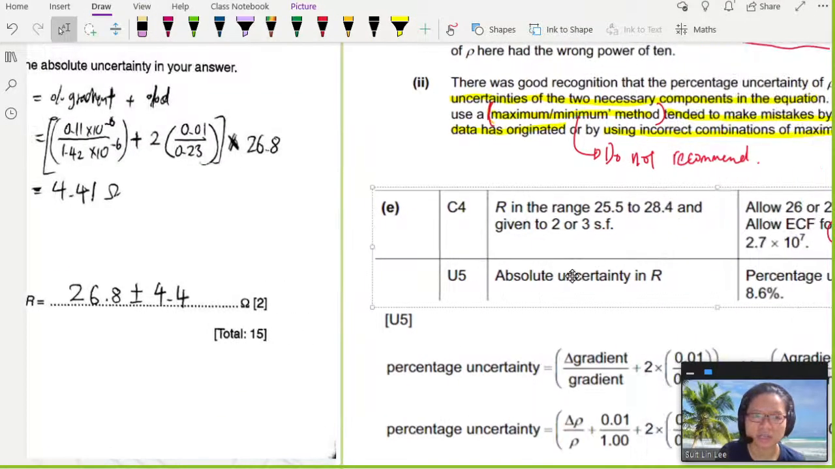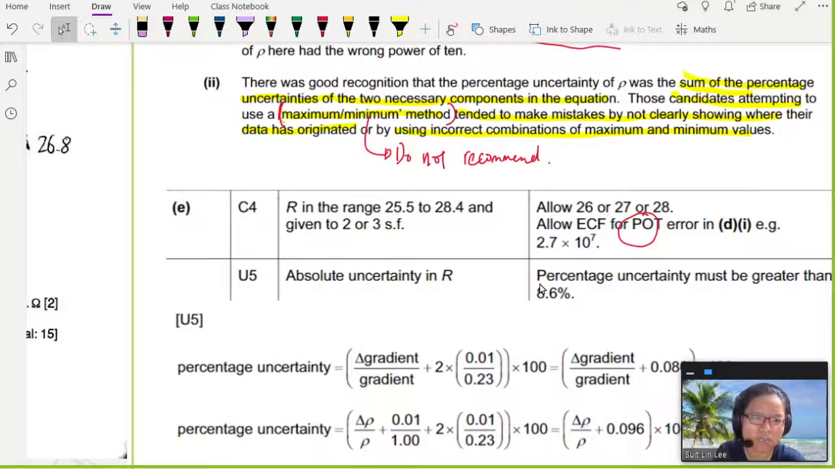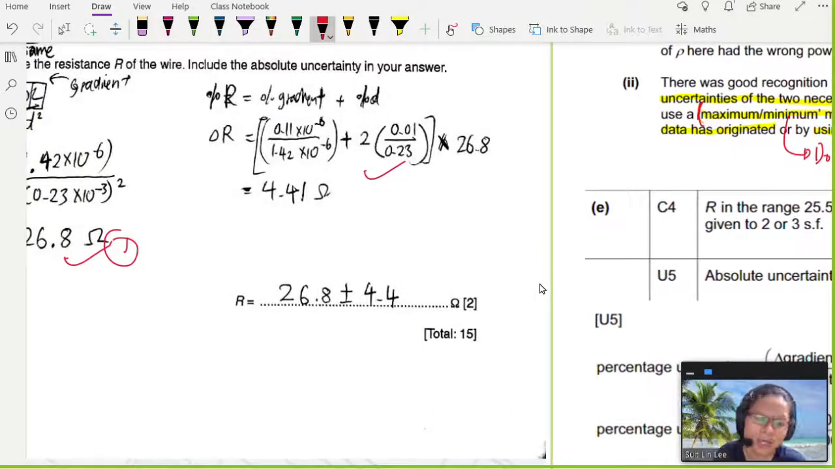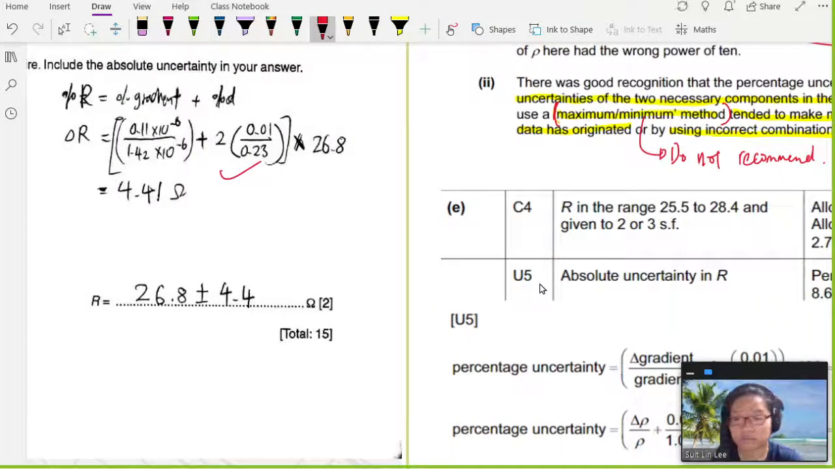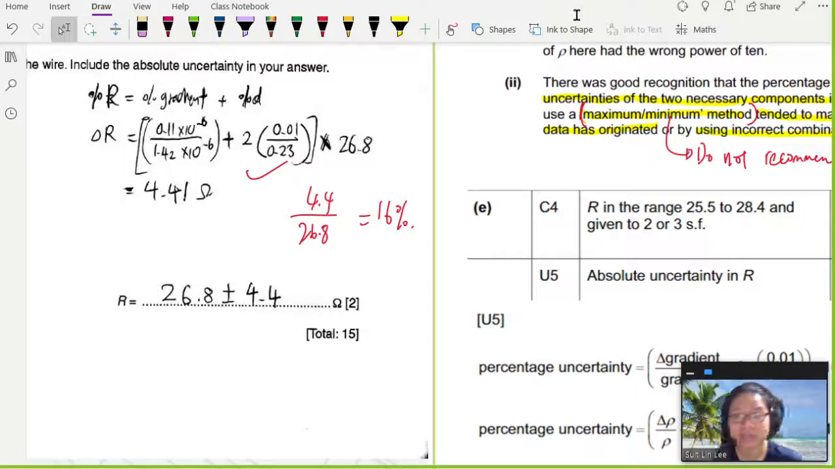If I see the absolute uncertainty in R and the method is correct, you will get your mark already. And the percentage must be greater than 8.6. So now I need to poke the calculator again to make sure that 4.4 divided by 26.8 is greater than 8.6. Based on this candidate's numbers, this is 16%, so it is greater than 8.6. In fact, 8.6 here tells me that my percentage uncertainty is correct on the top, because I got 8.7. Alright, so this is okay.